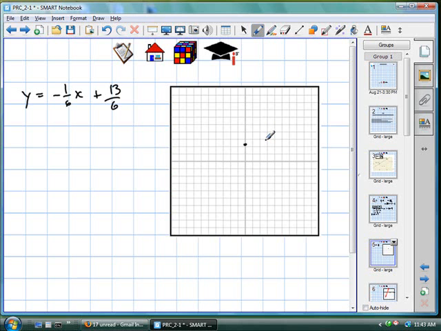So negative 1/6. In general, what should this line look like? It should be going downhill from left to right. All right, so how do I do this, negative 1/6? What do I do?